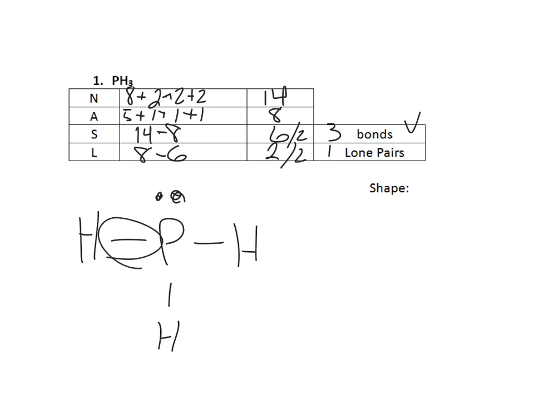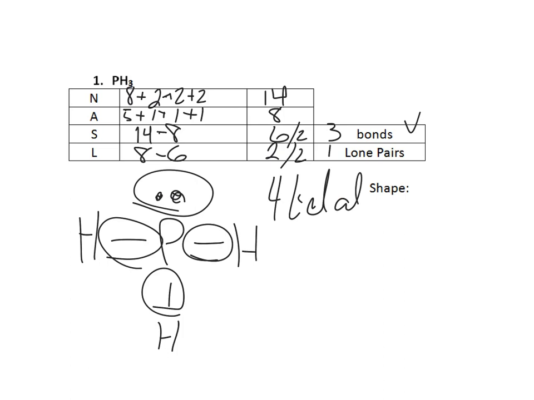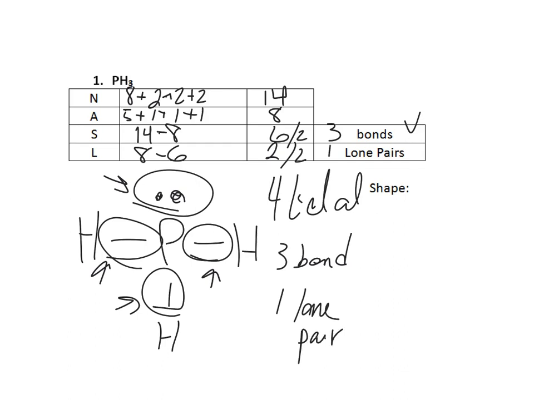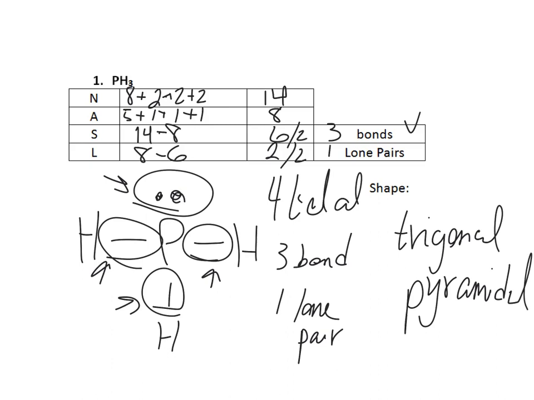We have 1, 2, 3, 4 total areas. We have 1, 2, 3 that are bonded, 1 with lone pairs in it. So if I go to my table, that's going to tell me that this is trigonal pyramidal. Either one of those tables will spit out that result. Either 4 total with 1 lone pair or 3 bonding with 1 lone pair.